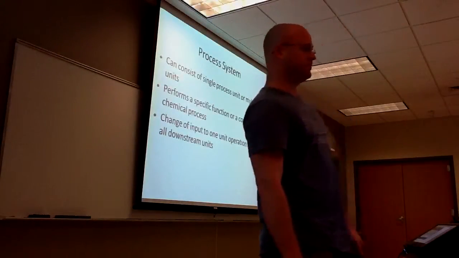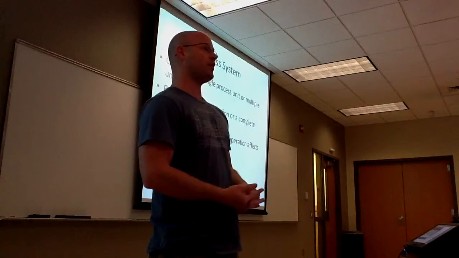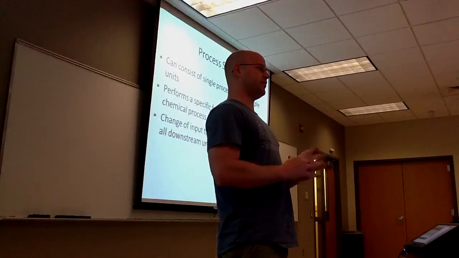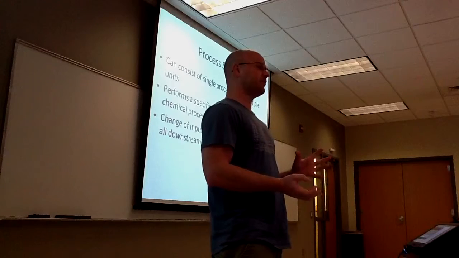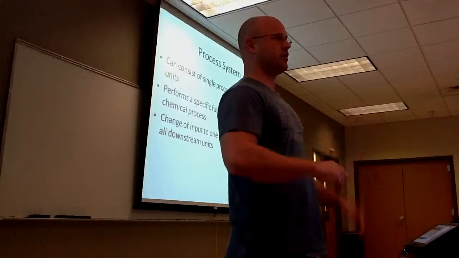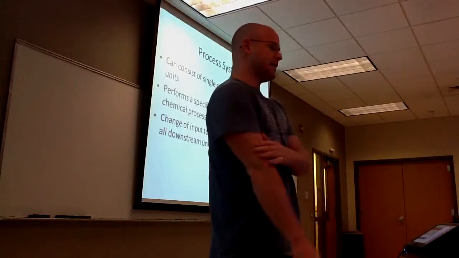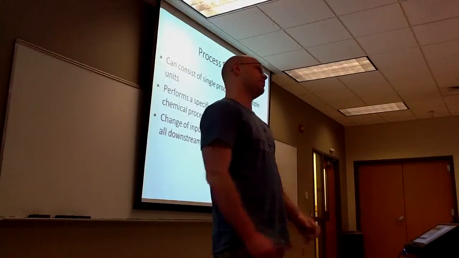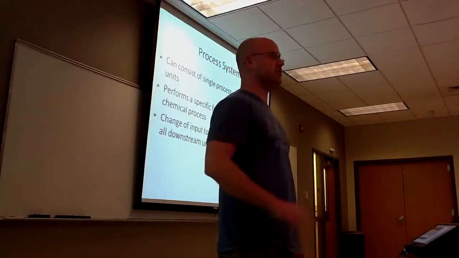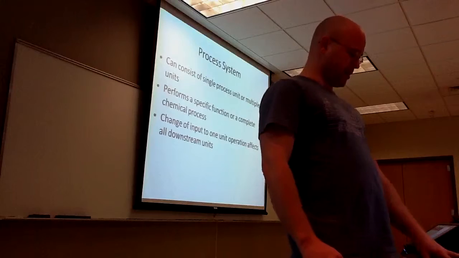A process system can consist of a single process unit or multiple process units, usually displayed linked. The process system performs a specific function or a complete chemical process. You don't want to show more than one function because you can make it overly complicated. If you change the input to one process stream, it can affect all downstream units and affect output throughout the entire system, so that's usually when you can focus on one area.